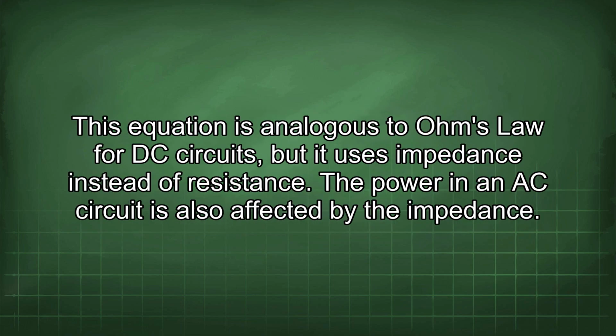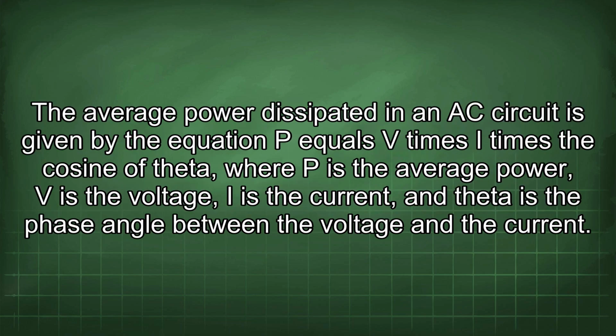This equation is analogous to Ohm's law for DC circuits, but it uses impedance instead of resistance. The power in an AC circuit is also affected by the impedance. The average power dissipated in an AC circuit is given by the equation P equals V times I times the cosine of theta, where P is the average power, V is the voltage, I is the current, and theta is the phase angle between the voltage and the current.